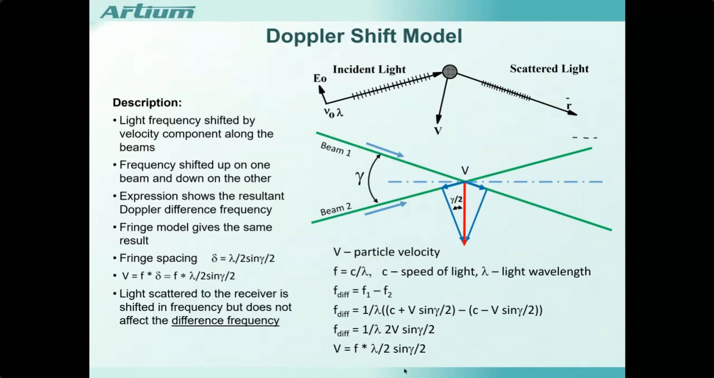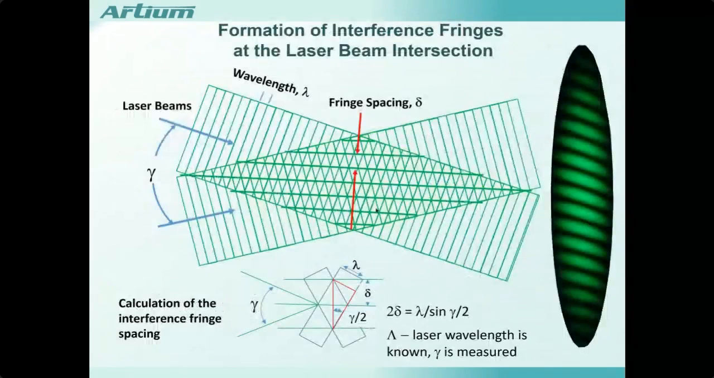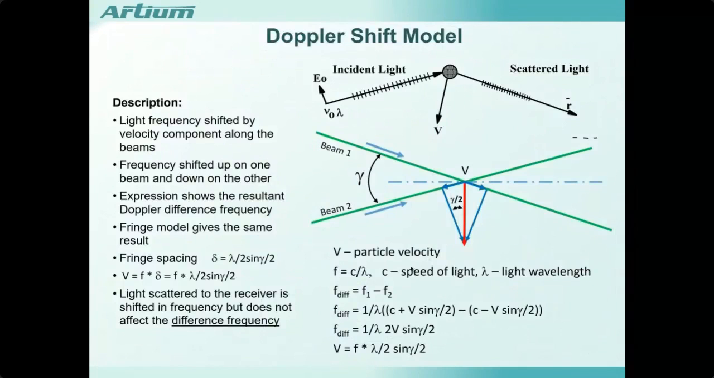And if we look at this expression, frequency times that value there, which happens to be the fringe spacing, it's identical to our fringe model. So both models do the same job. They provide the same answer. Typically, the purists believe that the Doppler shift model is more elegant or more rigorous, but they really provide the same result. And this approach, the fringe approach, is much easier for people to understand.